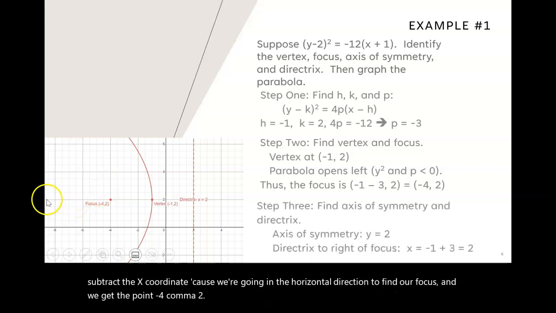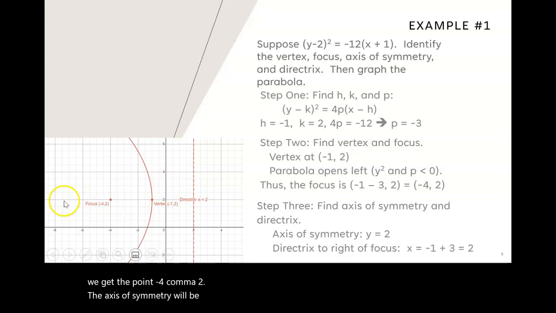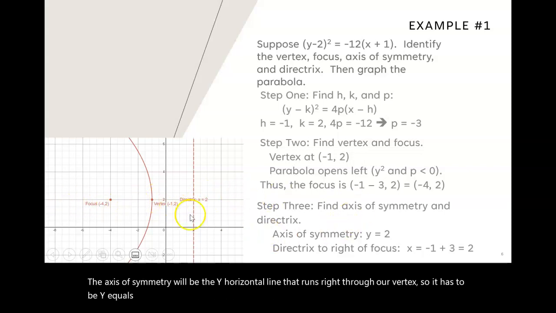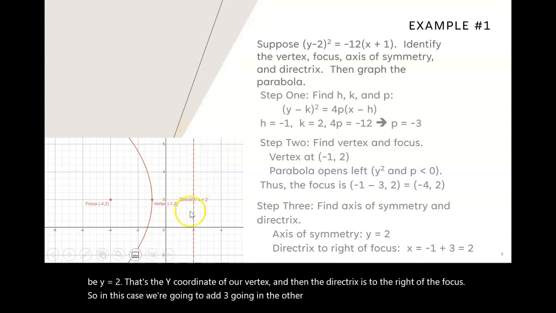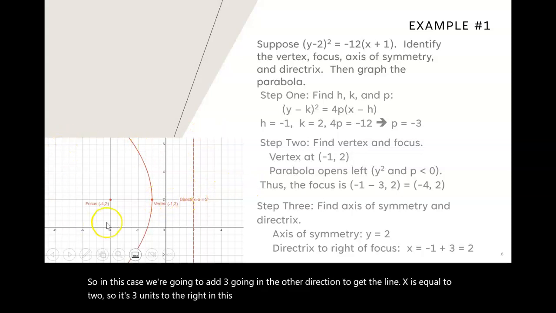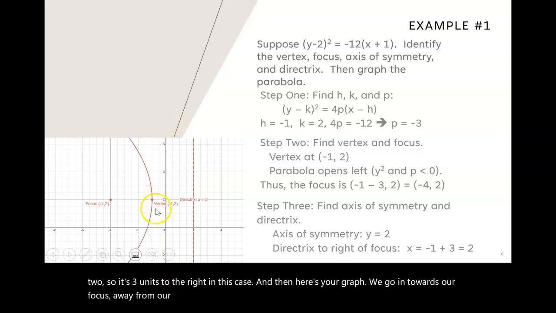The axis of symmetry will be the horizontal line that runs right through our vertex, so it has to be y equals 2. That's the y-coordinate of our vertex. And then the directrix is to the right of the vertex, so in this case, we're going to add 3 going in the other direction to get the line x is equal to 2. So it's 3 units to the right in this case. And then here's your graph. We go in towards our focus, away from our directrix, and the vertex is right in between.